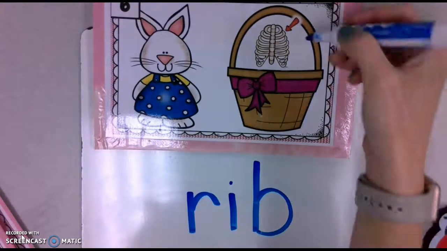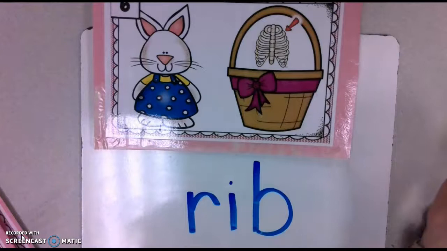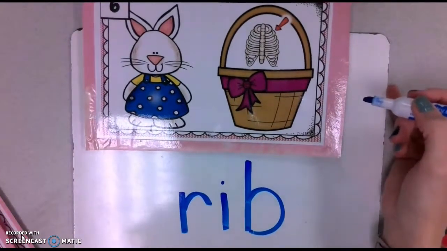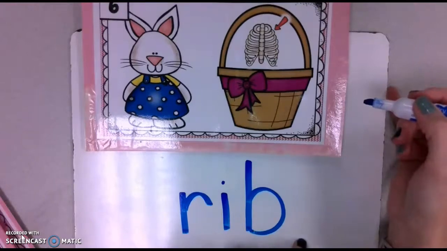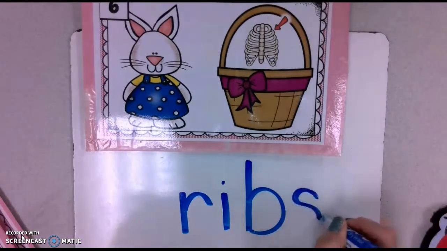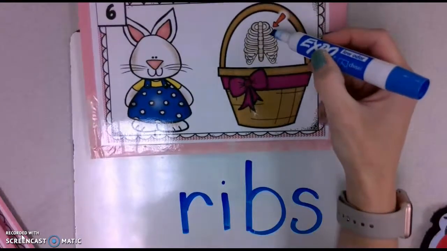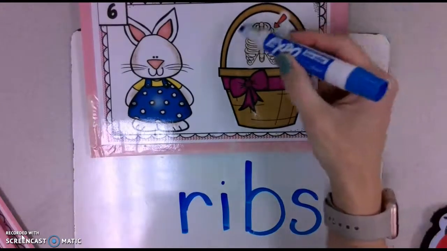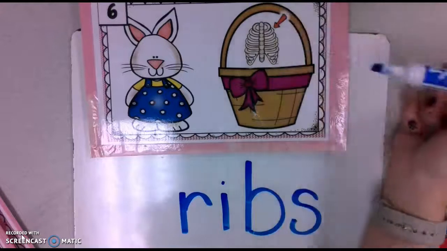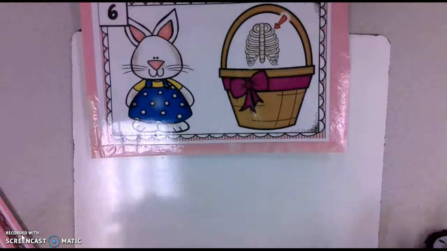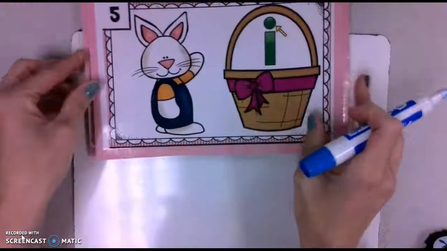Rib. Now, if we were talking about more than one rib, we would make it plural. So we would have to put some letter on the very end to make it plural, or more than one. We would say ribs. If it weren't pointing to just one of the ribs, we would put an S on the end because there's lots of ribs up there in the picture. Okay, we'll move on to the next one.